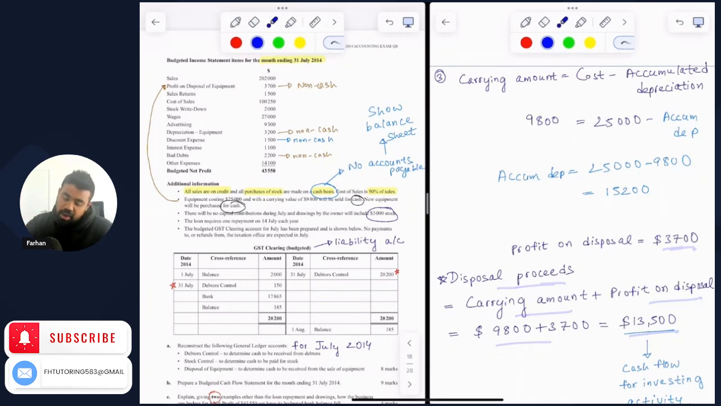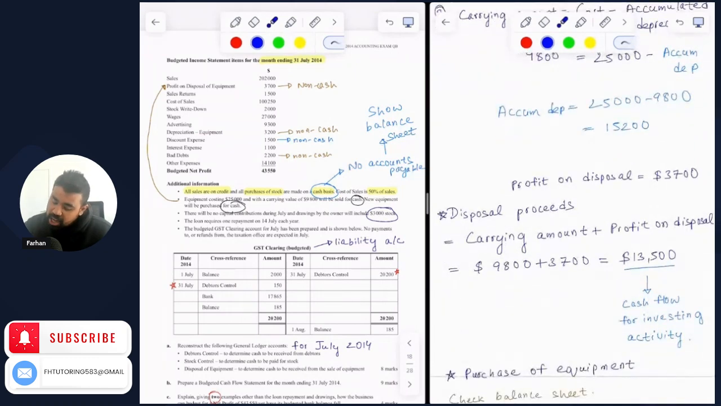Whatever you are getting by selling this asset, which is the disposal proceeds, is what we classify as a cash inflow, because you are selling it and getting cash in exchange. So it is a cash inflow for investing activities. The reason this is an investing activity is because we are dealing with a non-current asset. When you do the cash flow from investing activities section of the cash flow statement, you are only dealing with non-current assets that you have sold and non-current assets that you have purchased. So this is a cash inflow for investing activity, and that is $13,500.